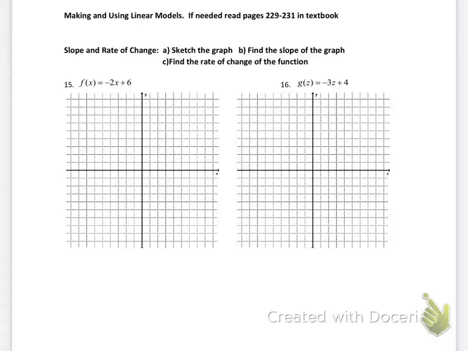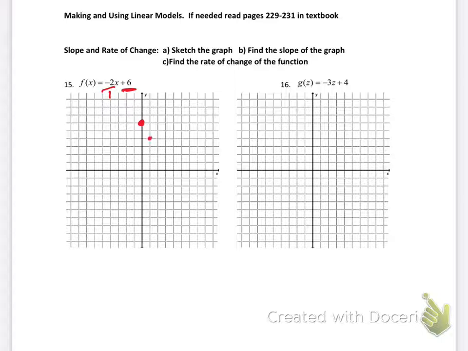All right, then we have linear models, which is the same thing, right? For a linear function, the rate of change and the slope are the same thing. So if it's asking me to sketch, I'm just going to sketch using the y-intercept, so 6. 1, 2, 3, 4, 5, 6 is right here. And then the slope, which is just negative 2, but really that tells me from the starting point, from the initial value, I'm going down 2 and to the right 1.